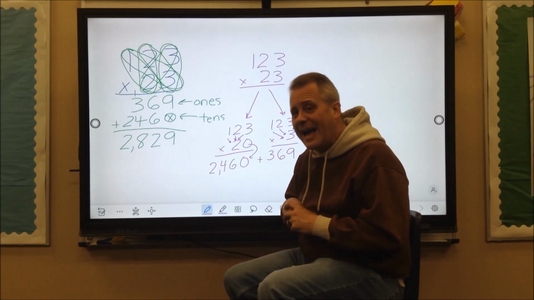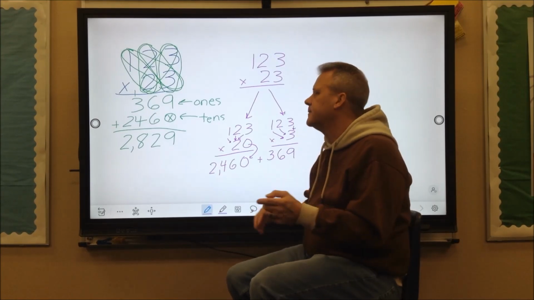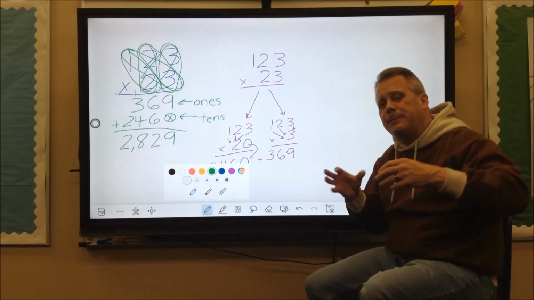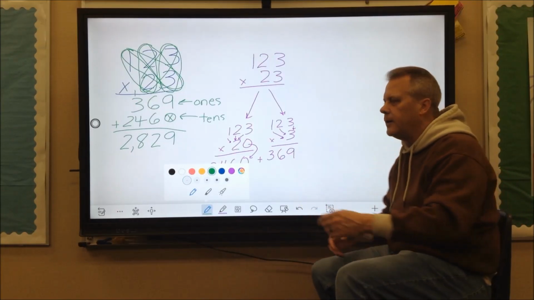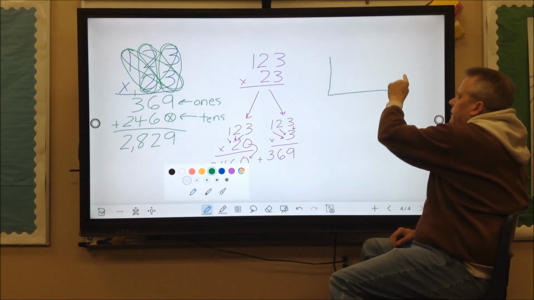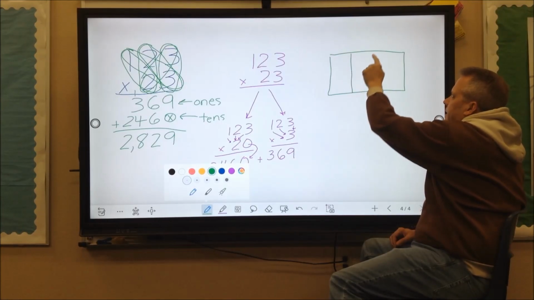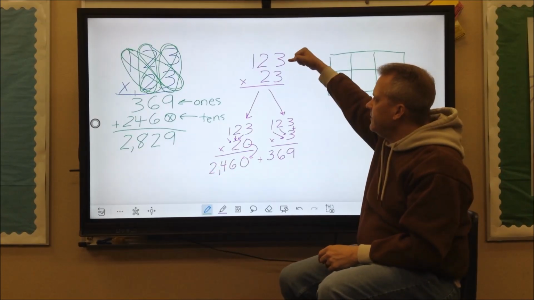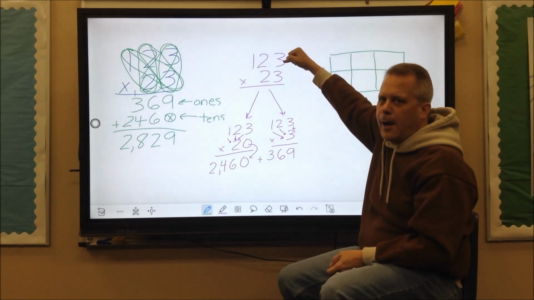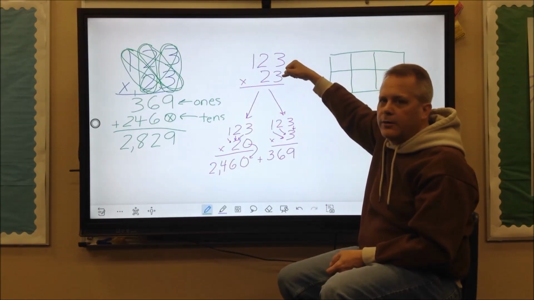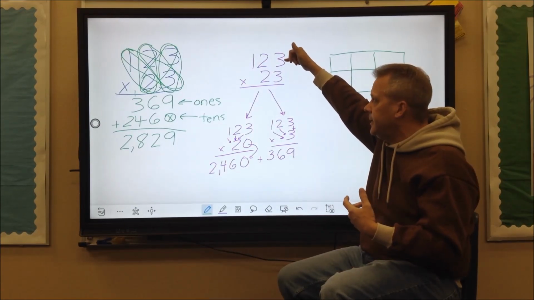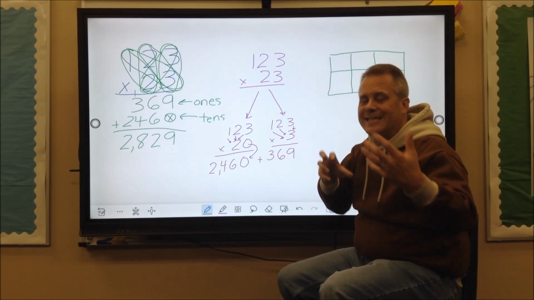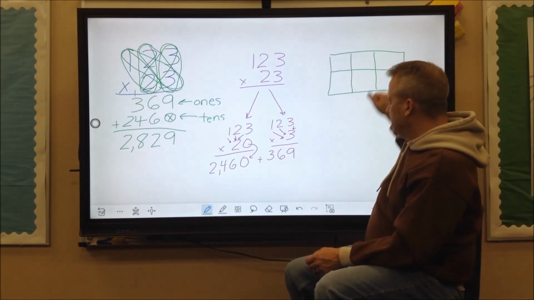Now, the last way that you could do this is when I draw a square, but this time it's not going to be a square. It's going to be a rectangle. And the reason behind this, I'm going to end up with 6 boxes because I've got 3 values on top and 2 values on the bottom. I've got 3 digits up here and 2 digits down there. So 3 times 2 is 6. So I end up with 6 boxes.